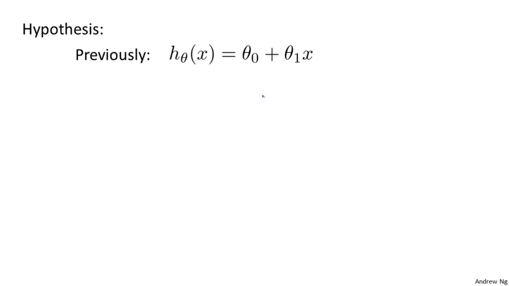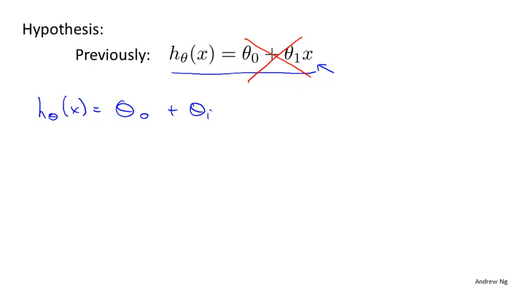Now that we have multiple features, let's talk about what the form of our hypothesis should be. Previously, this was the form of our hypothesis where x was our single feature. But now that we have multiple features, we aren't going to use this simple representation anymore. Instead, our form of the hypothesis in linear regression is going to be this: theta 0 plus theta 1 x1 plus theta 2 x2 plus theta 3 x3 plus theta 4 x4. And if we have n features, then rather than summing up over our 4 features, we would have a sum over our n features.